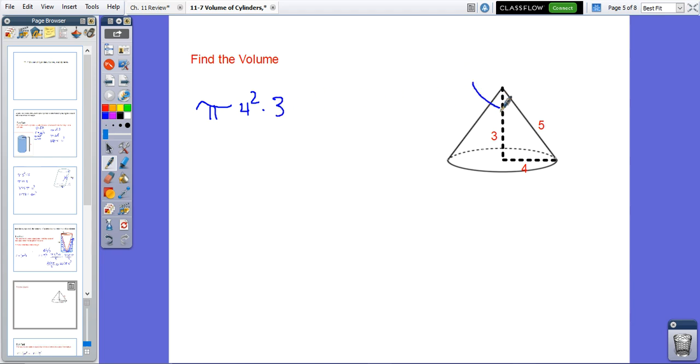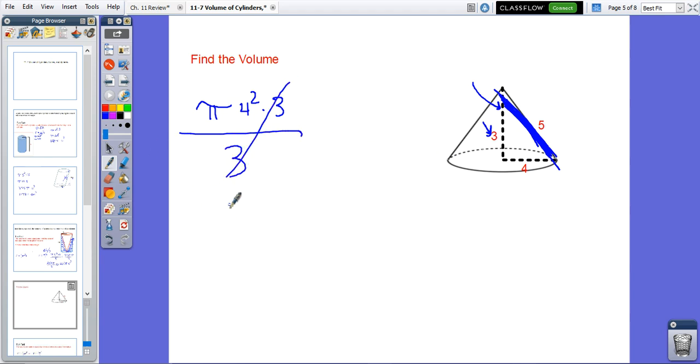Because, again, that's our altitude height. The height inside the cone, that's for volume. The height outside, the slanted height, which we also know as the slant height, that's for area. So even though we've seen this exact same cone in 11.6, we're now using the inside height because we're looking for volume. So inside, that's all over 3.